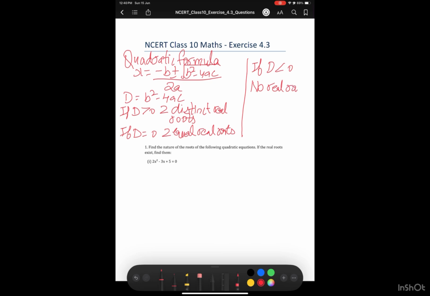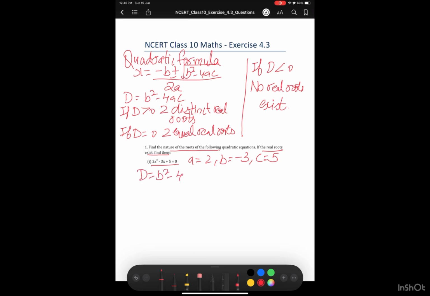Question number 1. Find the nature of the roots of the following quadratic equations, and if real roots exist, then we have to find out their value. Now the first question is 2x square minus 3x minus 5 is equal to 0. A is 2, B is minus 3 and C is equal to minus 5. So let us find out D.